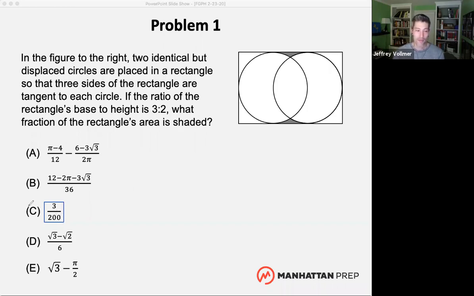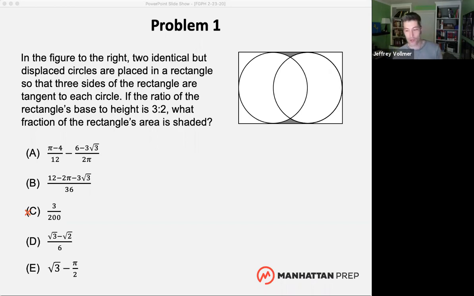I think C is gonna be wrong. Well, I know C is wrong. I would see it as being very suspicious because it's lacking circle stuff. And this problem clearly depends on the circles, right? So the fact that it doesn't have pi's means it's a huge red flag.